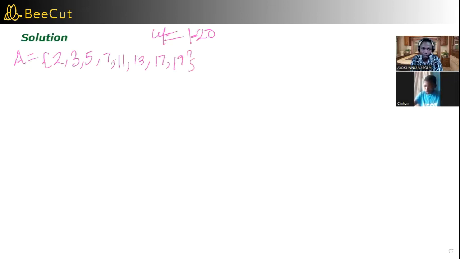How did we get all these numbers? Because properties of the elements of A has been stated for us. Yes or no? Yes, sir. Now let's go to elements of B. So elements of B says B are all the factors of 60 that exist from 1 to 20. So what are the numbers that can divide 60 that exist from 1 to 20?